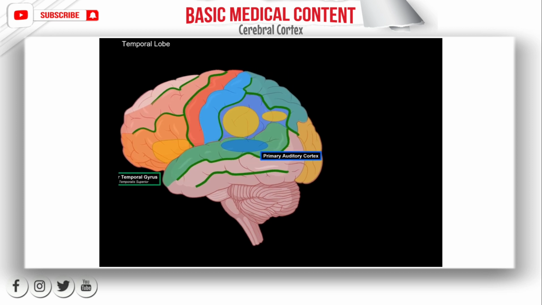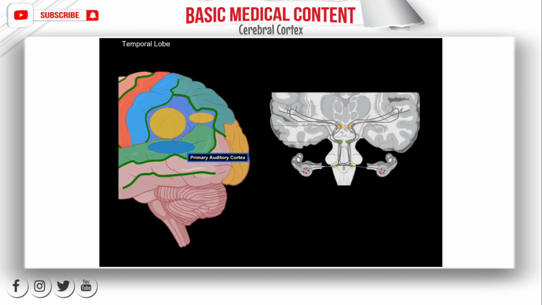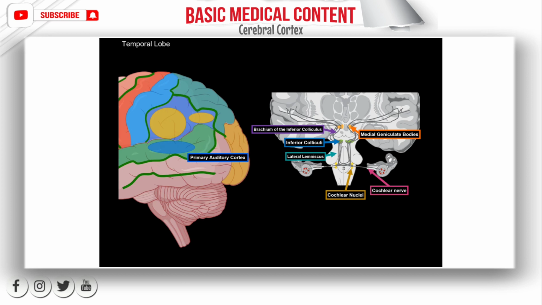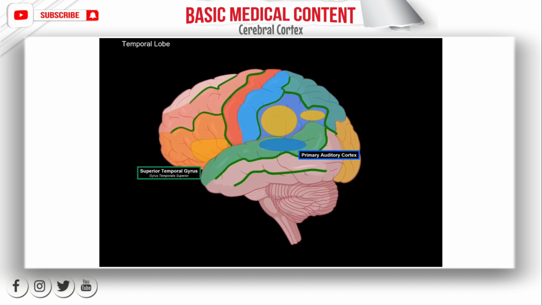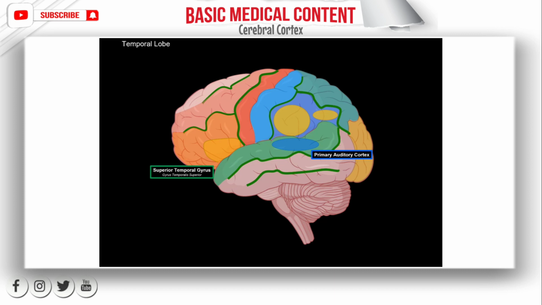Now, where did these neurons come from? They come from the cochlea through the cochlear nerve. This nerve will synapse with the cochlear nuclei, then cross and form the trapezoid body of the pons. Then they will ascend as the lateral lemniscus and synapse with the inferior colliculus, and then through the brachium of the inferior colliculus, they will go to the medial geniculate body of the diencephalon, and then finally go to the nuclei of the primary auditory cortex, which is here at the superior temporal gyrus. And when they get here, you're consciously aware of the things you're hearing.